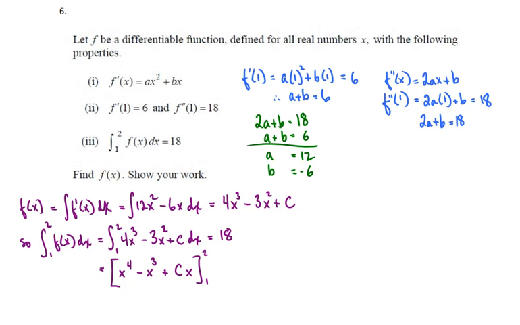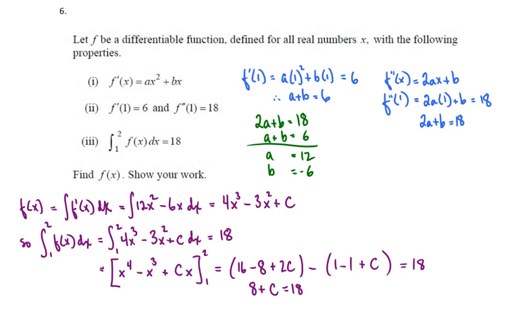And so we're going to evaluate that at 2 minus evaluate it at 1, and then that difference has to equal 18. So we get 2 to the fourth, which is 16, minus 2 to the third, which is 8, plus 2 times c, and we're going to get minus 1 to the fourth is 1 minus 1, and then plus c, since x is 1 there. And that whole thing has to equal 18. So simplifying, we get 8 plus 2c minus c, or 8 plus c is equal to 18, so therefore c is equal to 10.